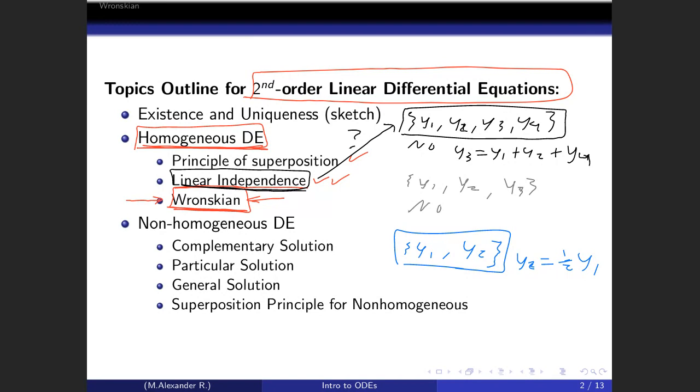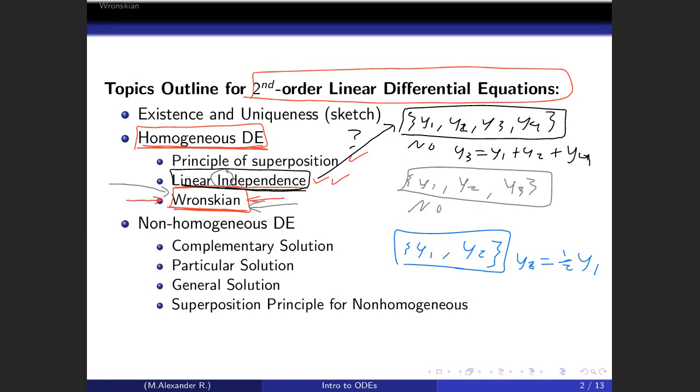So we did those 3 examples, and on all those 3 examples, the set of functions was linearly dependent. But we want to check whether a set is linearly independent. That's what we want to check. And in order to do that, we need something easier to work with. And so that is the topic for today. Just for this video, it's going to be about the Wronskian. All right, so let me give you the definition.